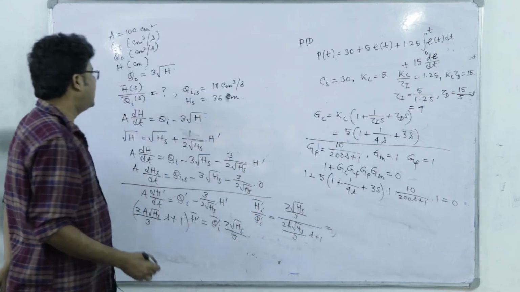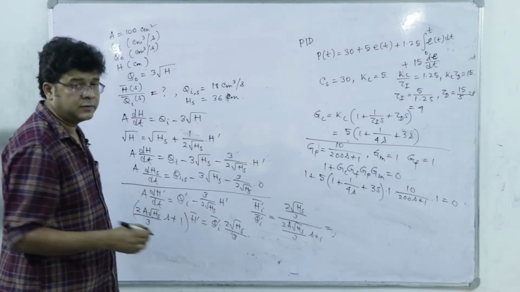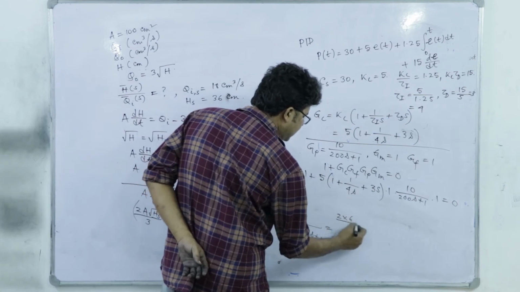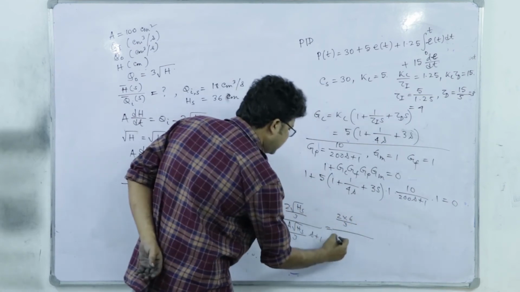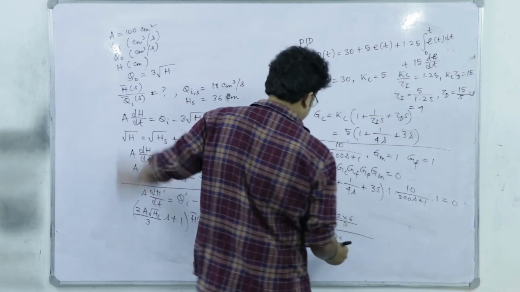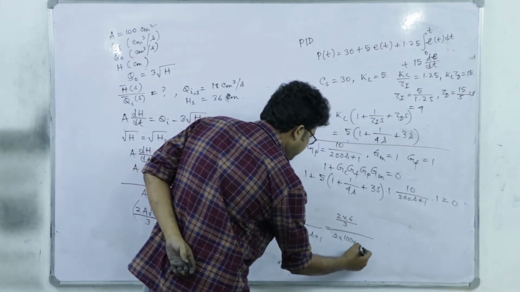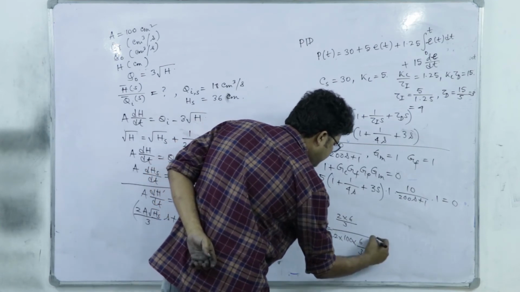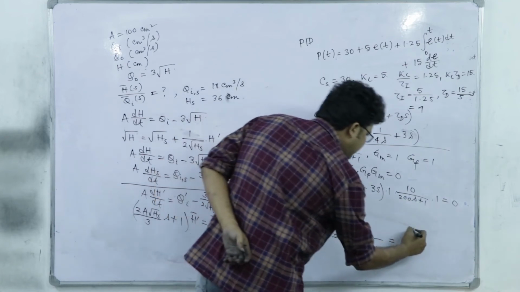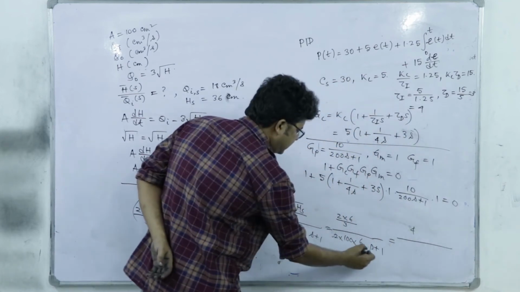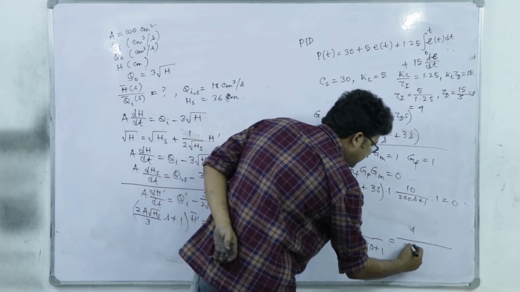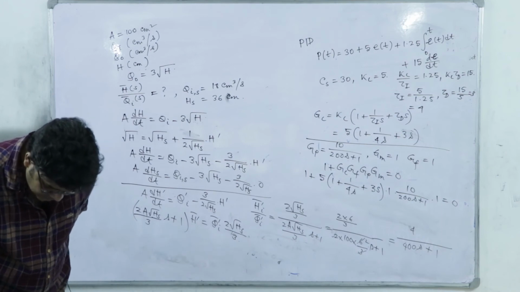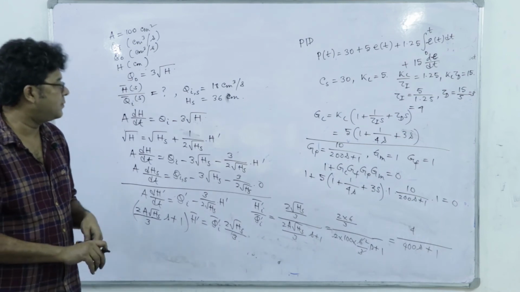Now we'll substitute the values. Root of 36 is 6, and so 2 into 6 by 3 divided by 2. Now area is 100 into 6 by 3 into S plus 1. So here it is 4, denominator this is 2, so 400 S plus 1. So that is the required answer: 4 divided by 400 S plus 1.